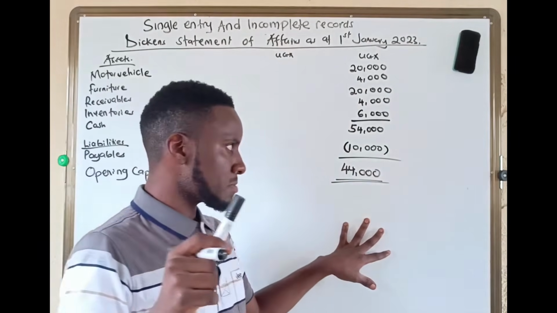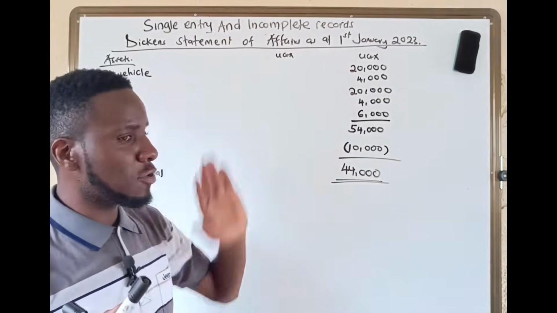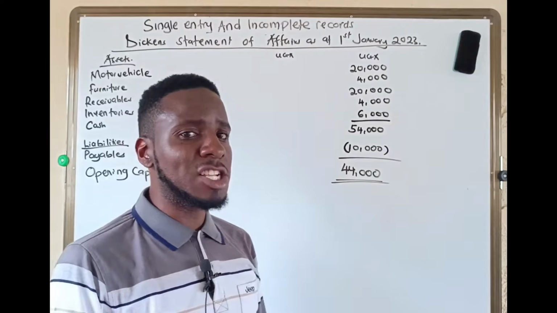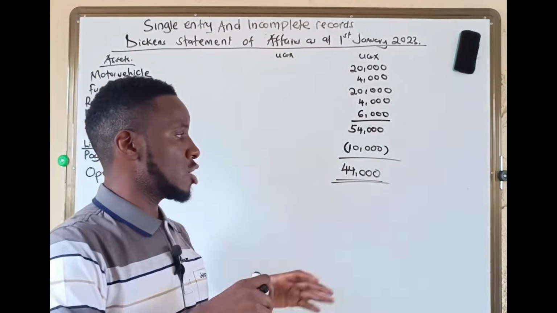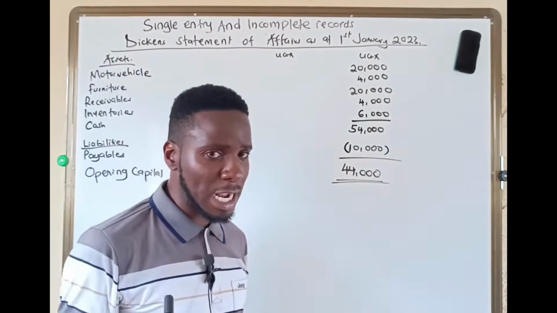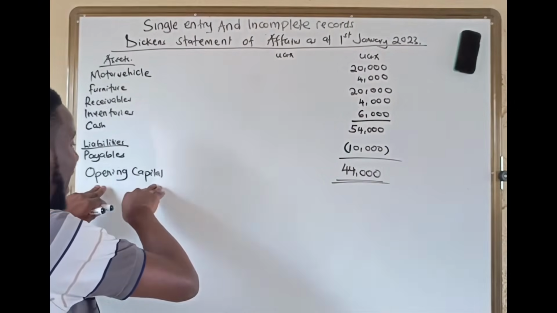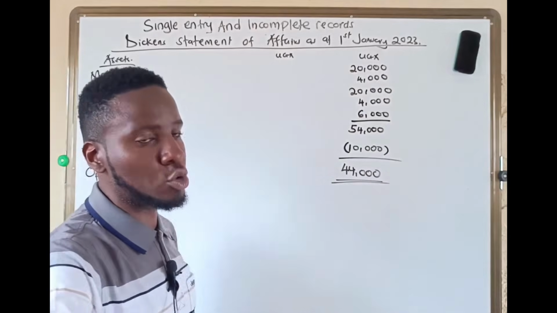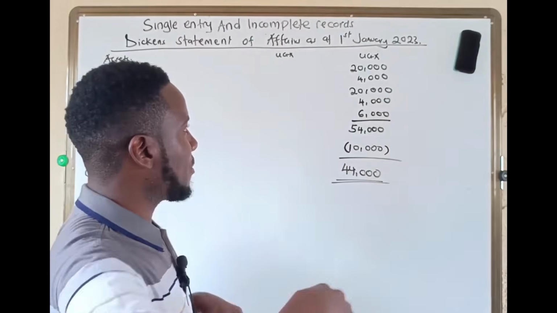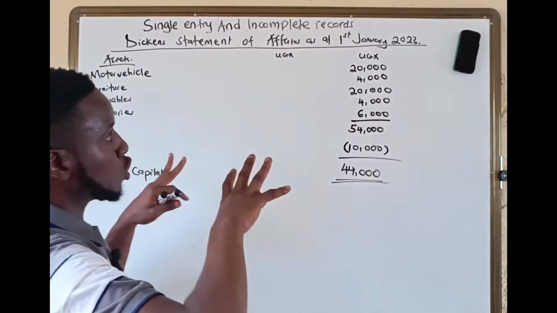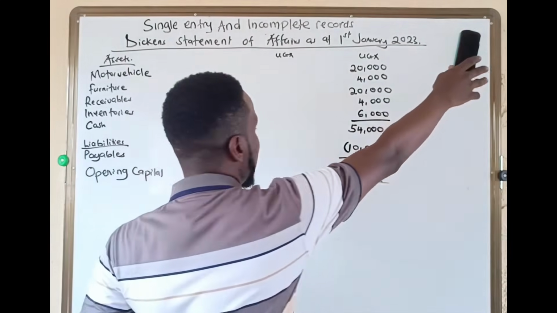Now remember, we have established the statement of affairs at the start of the year. So now we're supposed to establish the statement of affairs at the end of the year. Then we shall find the closing capital. When we get the closing capital, we shall weigh it against our opening capital to see how much profit we made. Now I'm going to rub this off, then I'm going to do the statement of affairs as at 31st December.